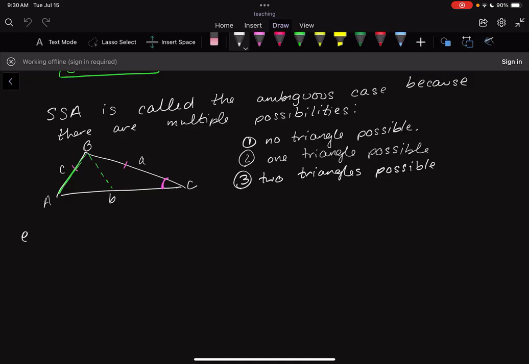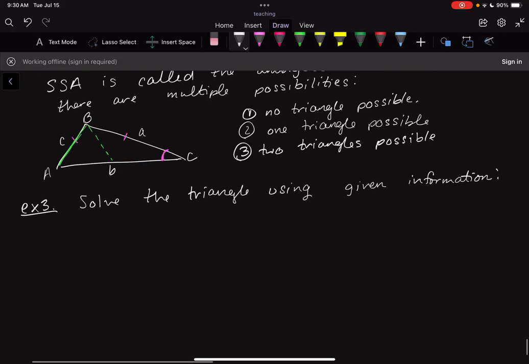So let's go ahead and start an example. I'm going to do each of these possibilities. I'll say solve the triangle using the given information. So we're going to do all three options. For part A, we'll do given alpha is 41 degrees, A is 3.3, and B is 5.4.